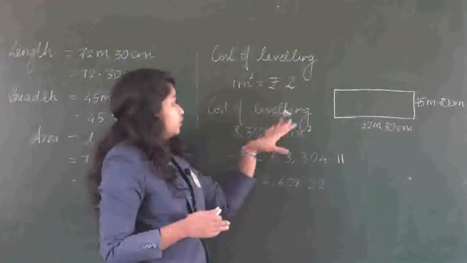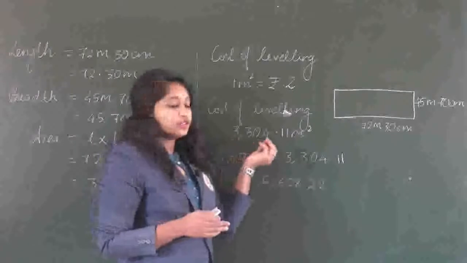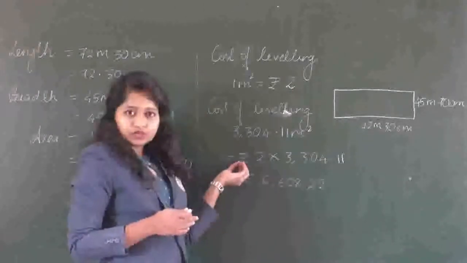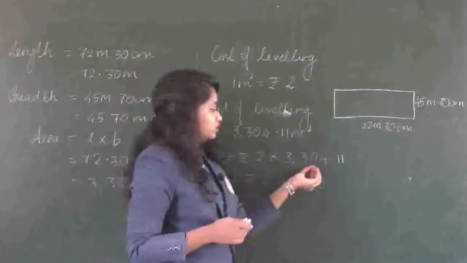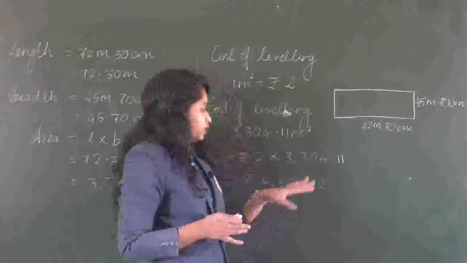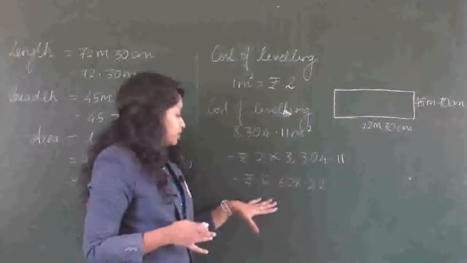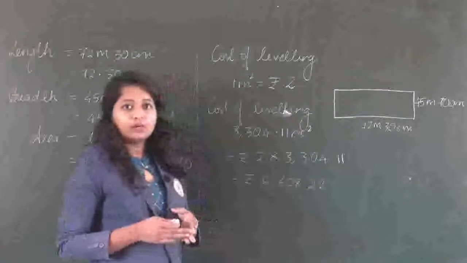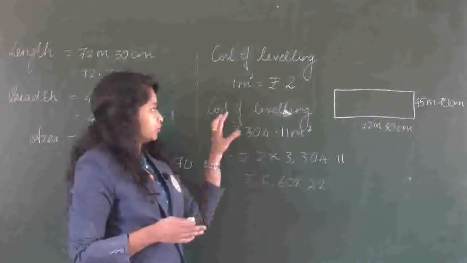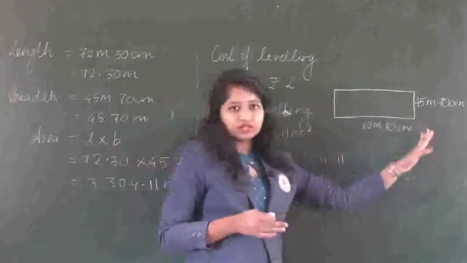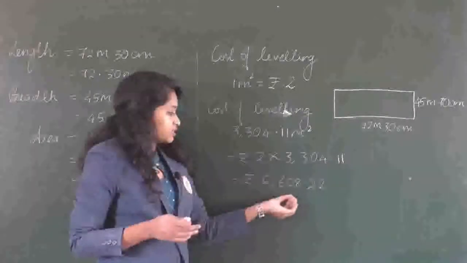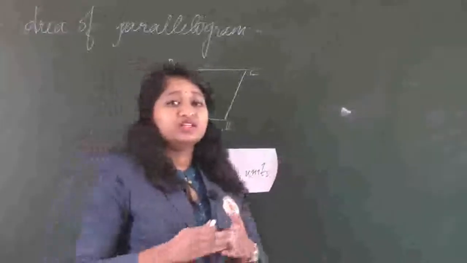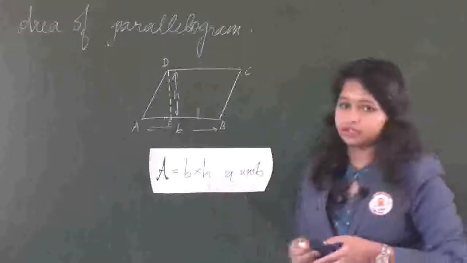So it is given that cost of leveling 1 meter square is rupees 2. So the cost of leveling 3304.11 meter square is rupees 2 into 3304.11. So after multiplication we get it as rupees 6608.22. So the cost of leveling the whole garden is 6608.22 rupees.